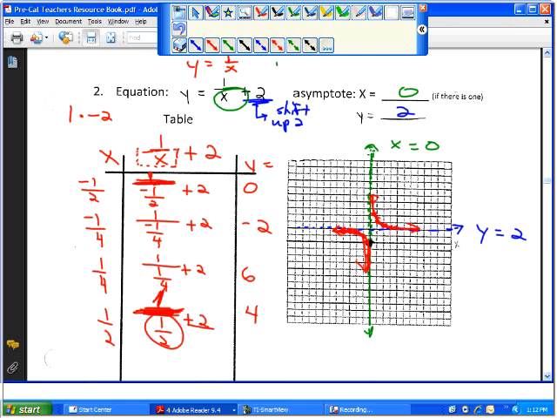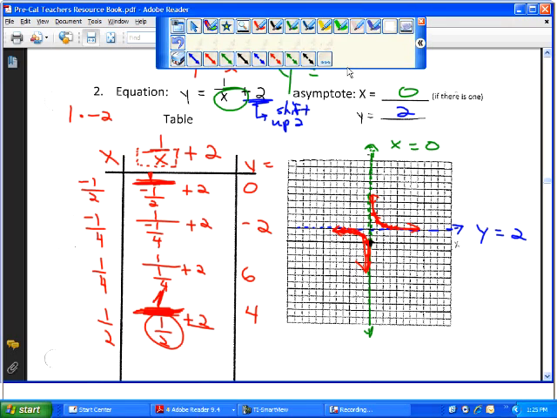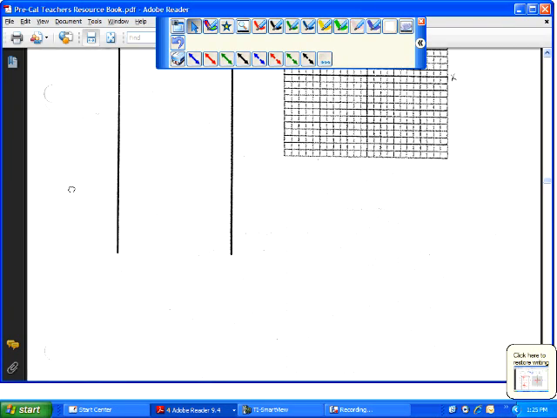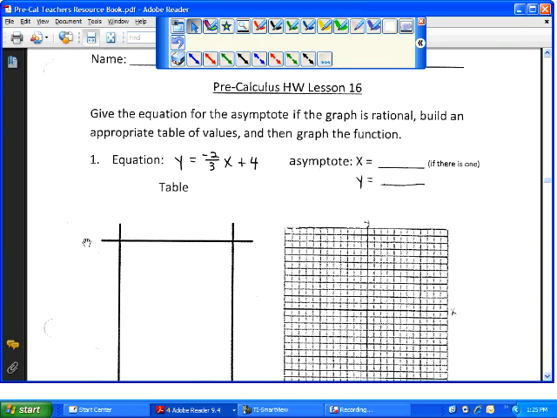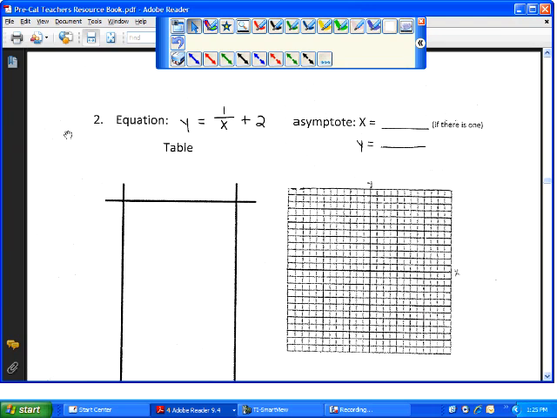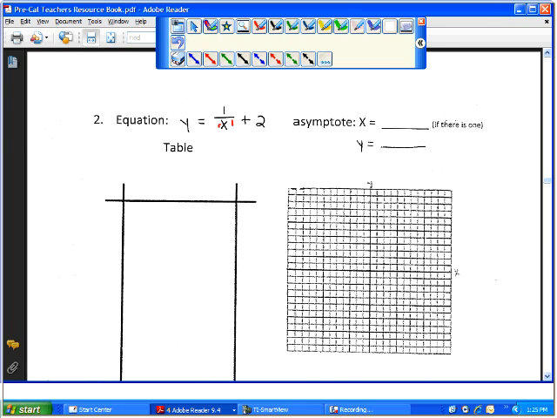This is a rational graph. A rational graph is of the form y equal 1 over x. So when there's an x in the denominator instead of the numerator, it's rational. Now, number 1, the x is not in the denominator. So here the x was in the denominator. It could be x plus 6 in that denominator, and it'd still be rational because it's still in the denominator.